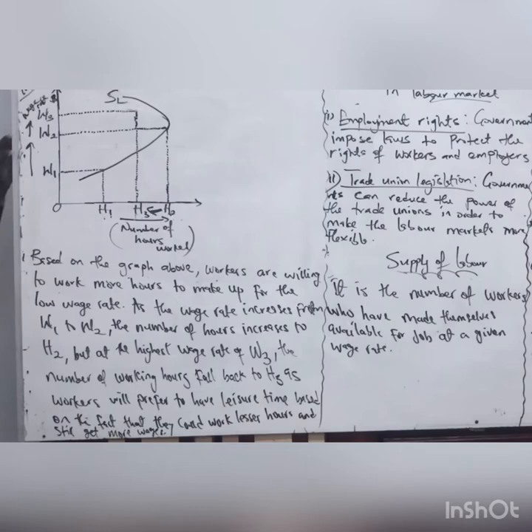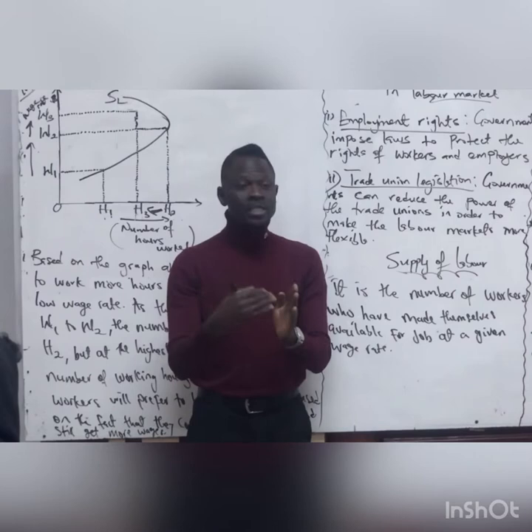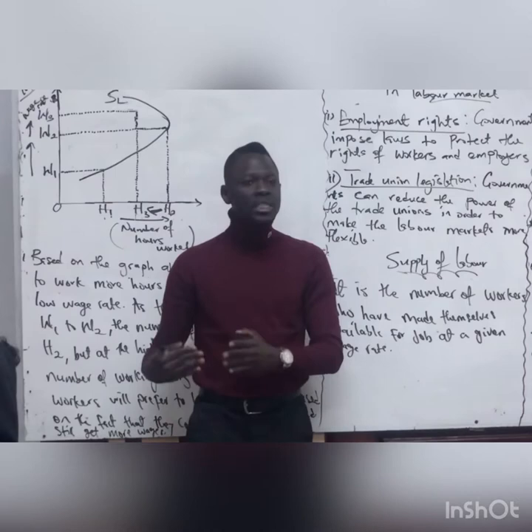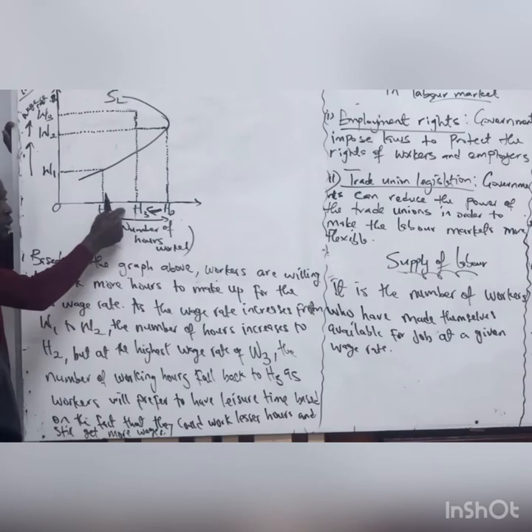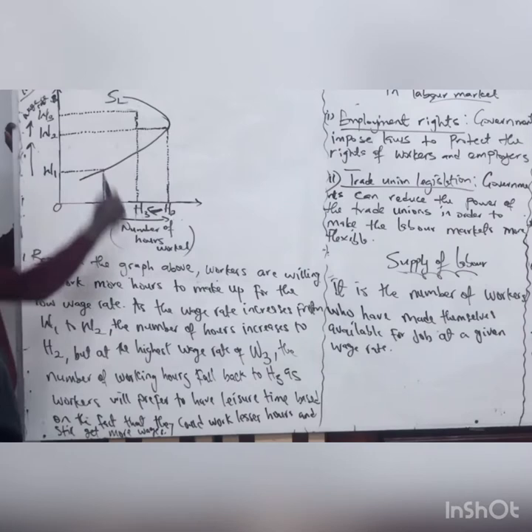Yes. At the initial stage, workers are trying to work more because the higher the number of hours they spend at work, the higher the amount of money they will make. But when the wage rate increases from W2 to W3, it will lead to what we call the backward bending supply curve. Because at that point in time, they want to work fewer hours to meet up with the equilibrium here. The equilibrium is at H3. So that means it has to go back. It has to reduce the amount of work they do to meet up with W3.